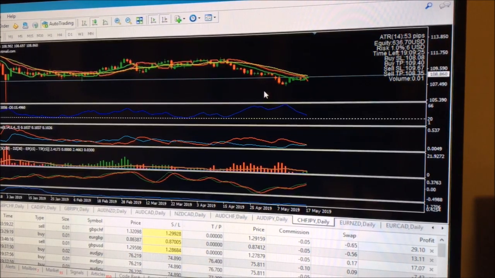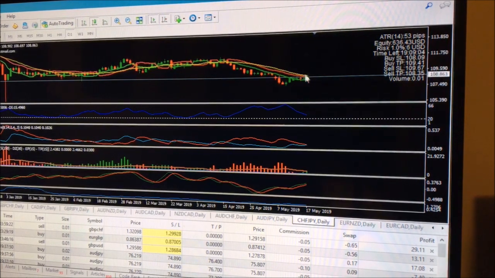Oh, here we go. We're getting a signal to go long here on the first confirmation indicator. However, I know that this candle is for today, so I'm not going to enter this trade. We are just waiting to see what this candle does.